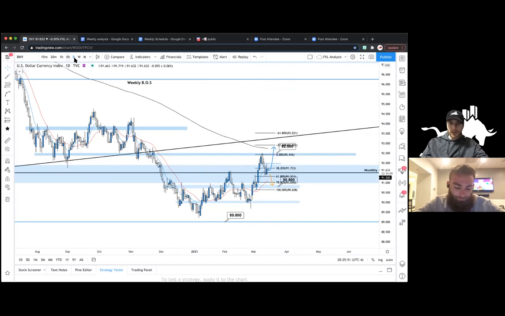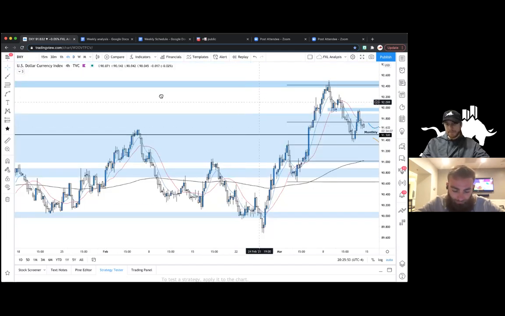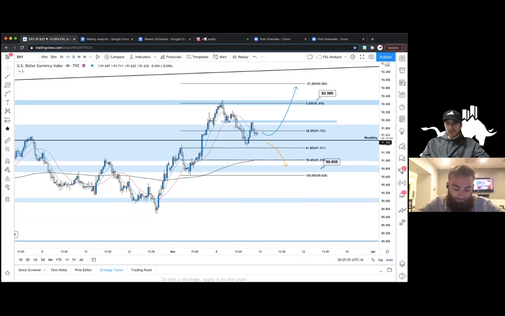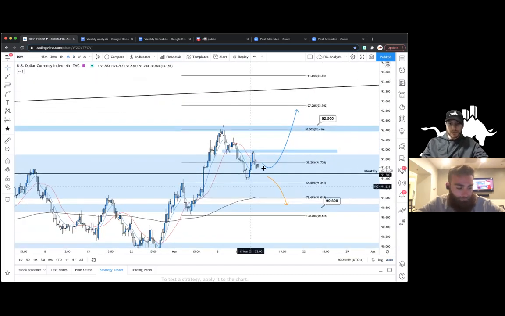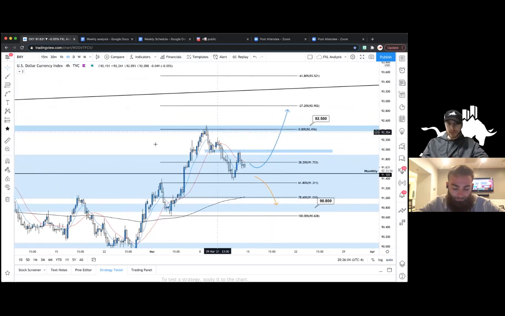Okay, so let's go to the 4 hour and I'll explain a little bit more. Again, the most significant level here is this monthly. As long as we're above it, we're bullish. If we break below it, we'll resume back to the overall bearish trend. But for now, it's looking very bullish, right?